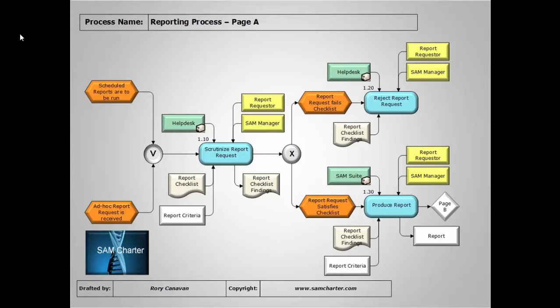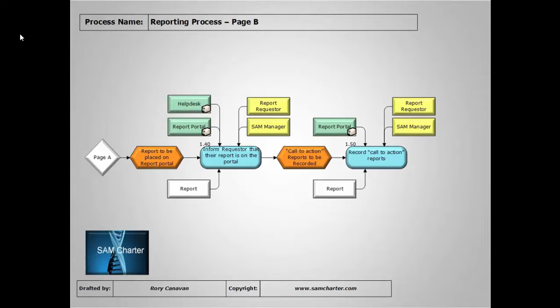Now, either the report request satisfies the report checklist, and in that case, the report can then be produced using a number of different data sources, including a suite or an inventory tool, and then the report can actually be generated. Or the report checklist fails and therefore it goes back to the requester or the SAM manager to identify why the report has been rejected and to identify how the report can be accepted in future scenarios.